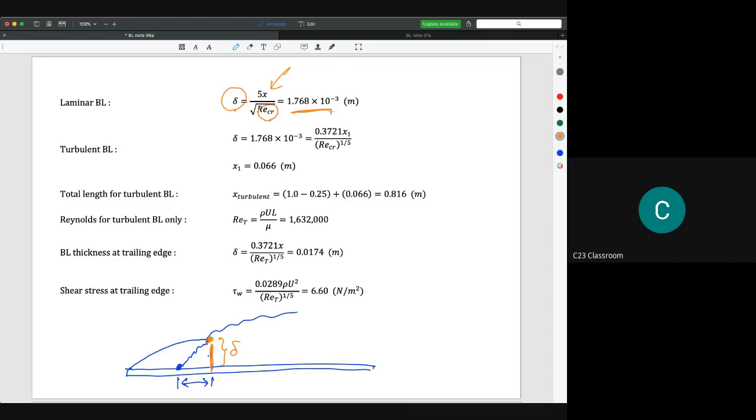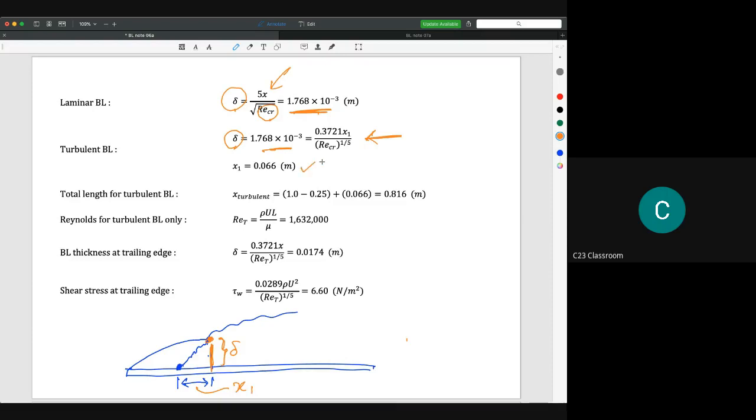And then this thickness, delta again, we equalize with the equation of the turbulent boundary layer. So we take the 1/7 power law. The turbulent boundary layer thickness here can be calculated, and then we found that the value of x1, meaning the distance of x1, is 0.066 meters.